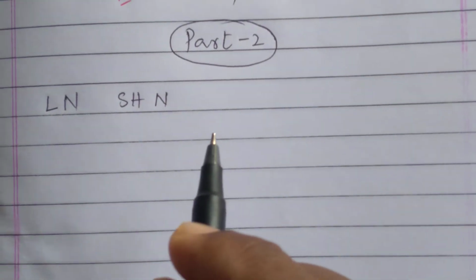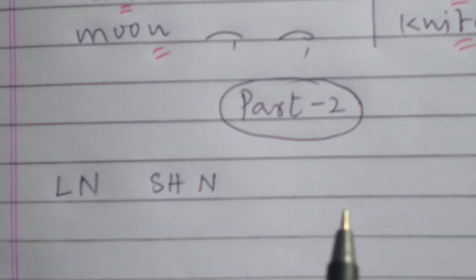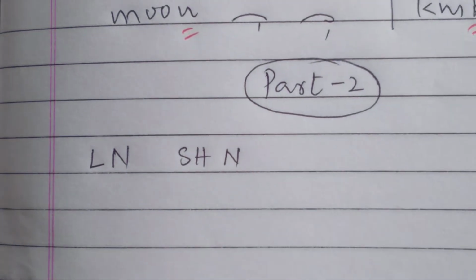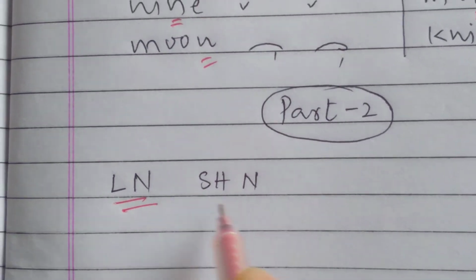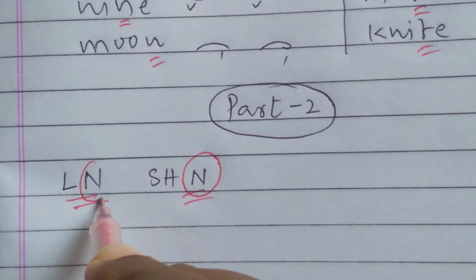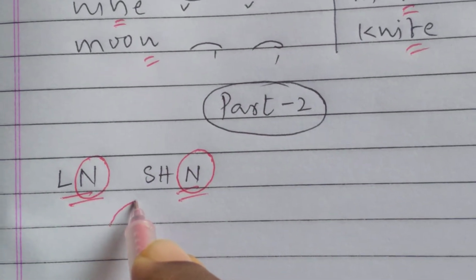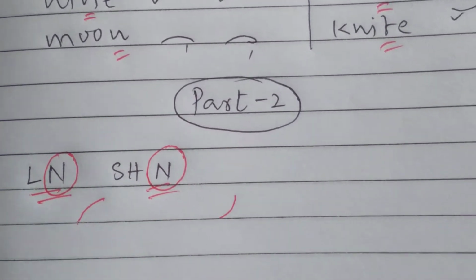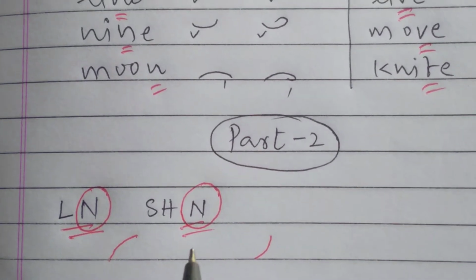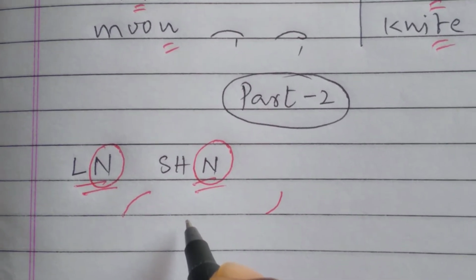Okay, my dear friends, now we have entered part 2 of final hooks. Just observe what I wrote here: L, ish, N. The common N sound is there. The strokes of L and ish you already know very well, because L is nothing but an alternative stroke.